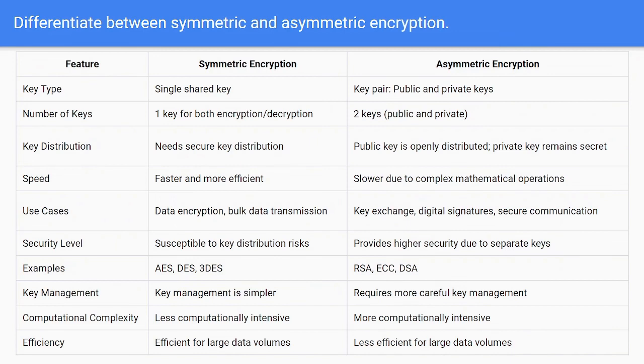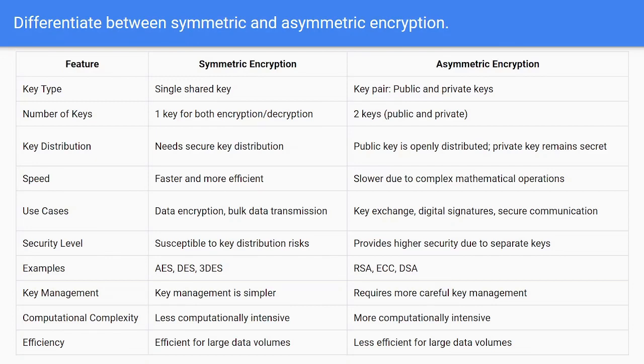For symmetric encryption, you use a single key. For asymmetric encryption, you use a key pair. That means you use a public and private key. For number of keys, we have one key for symmetric, which is for both encryption and decryption. And for asymmetric, we have two keys. So we need a public and private key. So you can just look through this table.